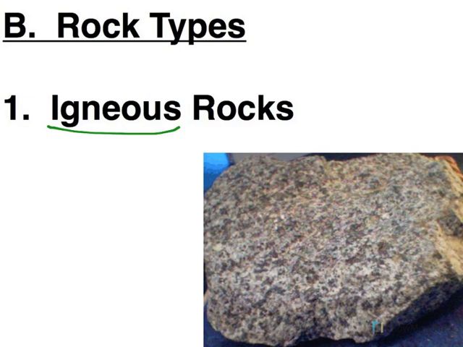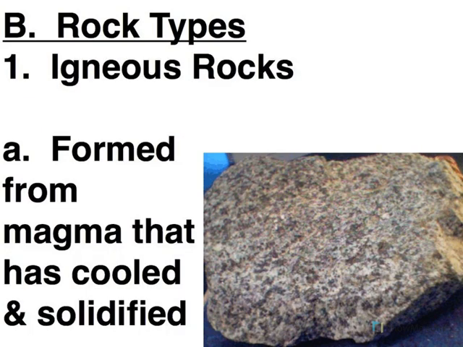So igneous rocks historically would have been the first rocks to form. The other two you need to have existing rocks to make. So how do you make an igneous rock? Well, igneous is formed from magma that has cooled and solidified. So within that magma would have been the minerals, but they would not have been just one type of mineral typically, but a collection of minerals that all cool and solidify together.